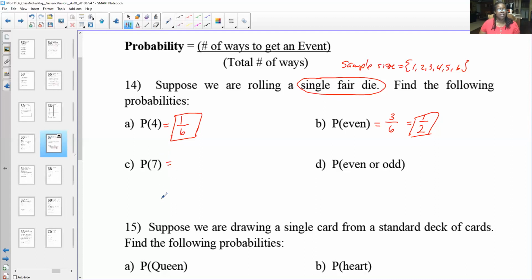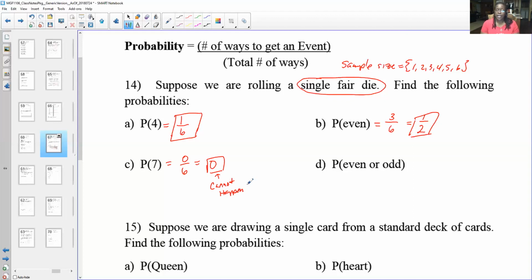Probability of getting a 7. Do we have a 7 up there in our sample space? No. So that'd be 0 out of 6, which just equals 0. This means it cannot happen, right?